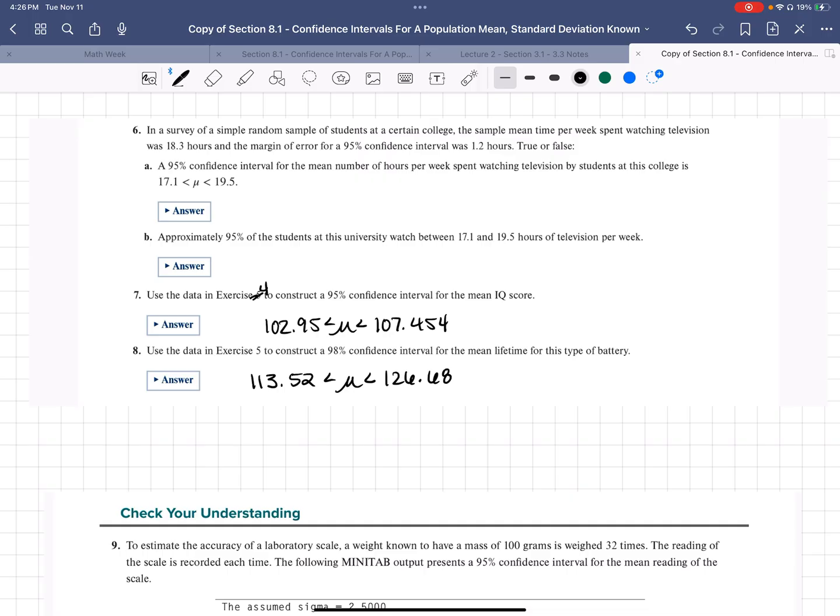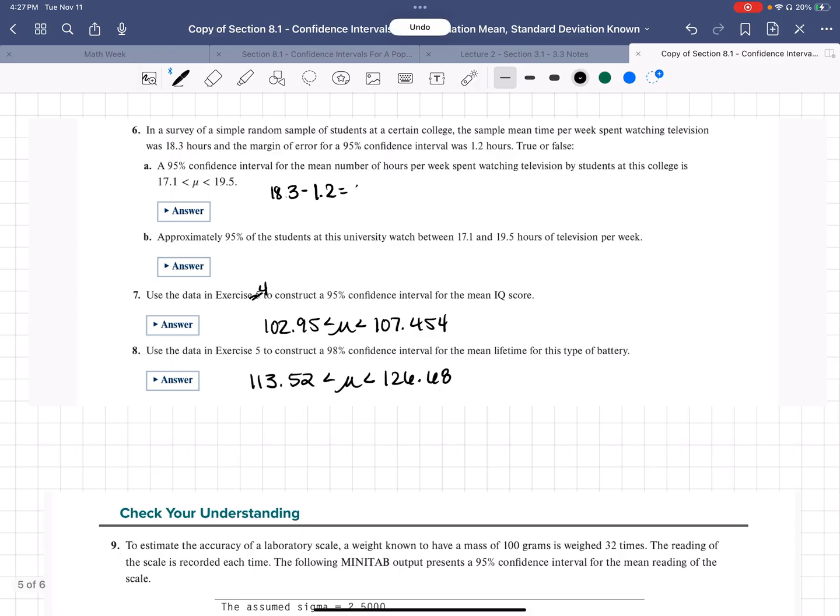A 95% confidence interval for the mean number of hours per week spent watching television by students at this college is 17.1 < mu < 19.5. So we need to calculate those lower and upper bounds there. Okay, so the average was 18.3. So let's see what 18.3 minus that margin of error is, which we said was what? 1.2. So 18.3 minus 1.2 is 17.1.